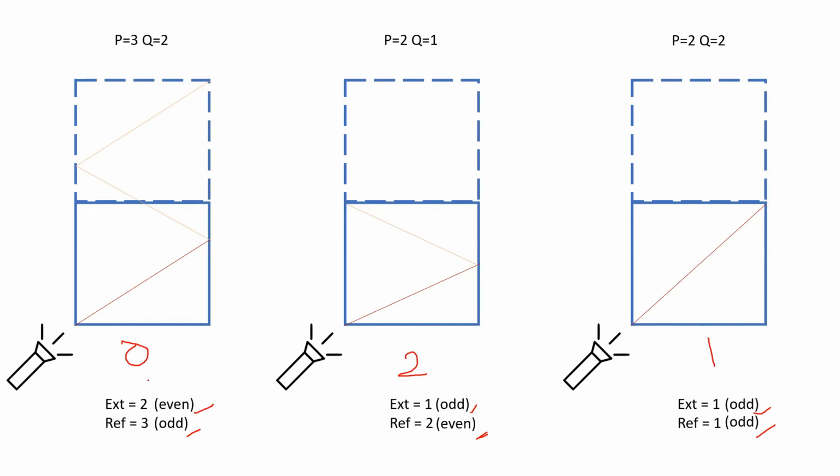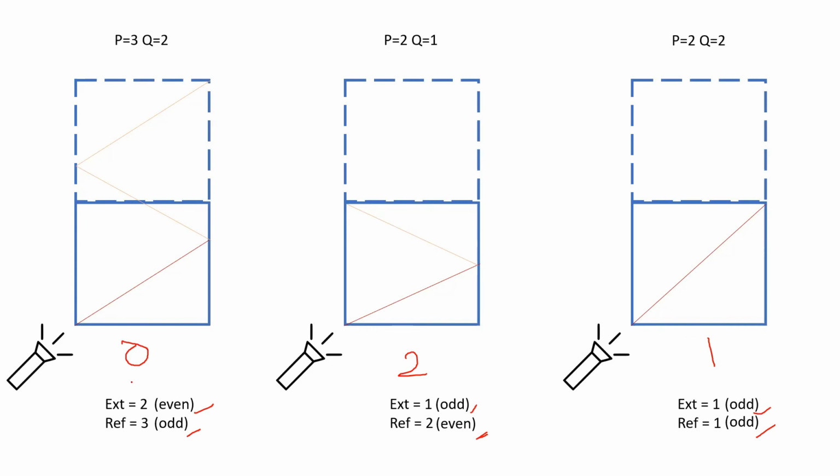Right. So that's the whole idea. Now let's generalize this. How can we do that? We can simply think that whenever our extension is even and reflection is odd, we know that our receptor will be 0. Whenever our extension is odd and reflection is even, we know our receptor will be 2. Whenever extension and reflection both are odd, we know the receptor will be 1.